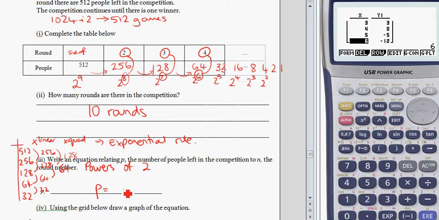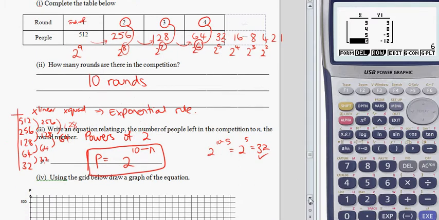So P would equal 2 to the power of 10 minus the round number, which we're letting be n. So just think about that. So if we want to know how many people are left in the 5th round, it would be 2 to the power of 10 minus 5, which is 2 to the 5, which in this case 32 would be correct. So that's just checking that we agree with that rule. Okay, and now we need to graph it on the graph below.